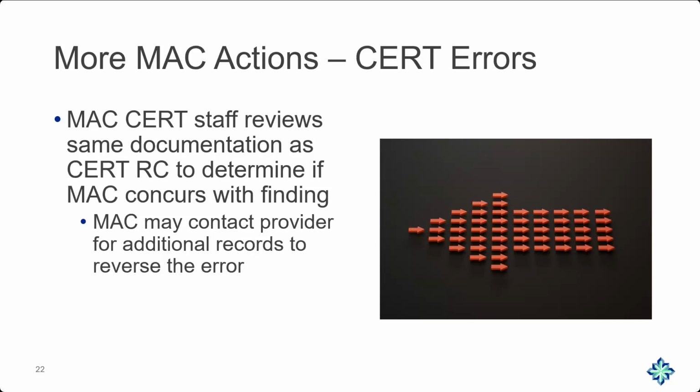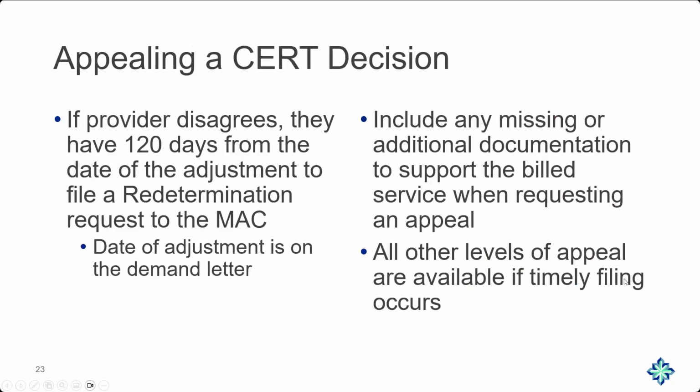So if we receive the records that are needed to reverse an error, we're going to forward those records to the CERT contractor, and we're going to ask them to review the additional documentation and reverse that error. Okay, so every single time the CERT contractor assesses an error for a WPS provider's claim, we start looking into it. We look to see if we agree with that decision by the CERT contractor.